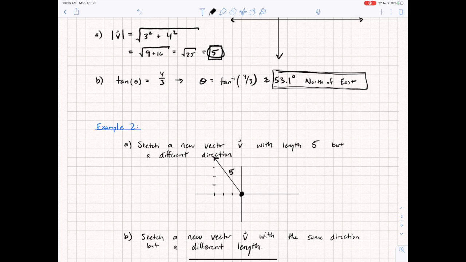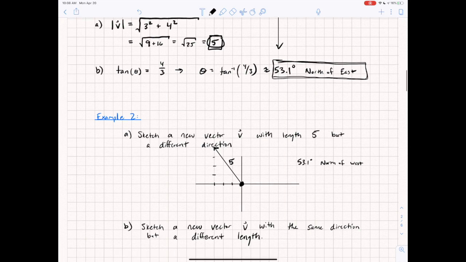I'm now pointing 53 degrees north of west. And you could apply the same technique by, instead of going 3 to the left and 4 up, going 3 to the left and 4 down. Or what if you went 3 to the right and 4 down, being in quadrant 4? So you have essentially 3 other options here if we want to maintain a length of 5 but a different direction. Let's look at B, and then I'll make a point with that.